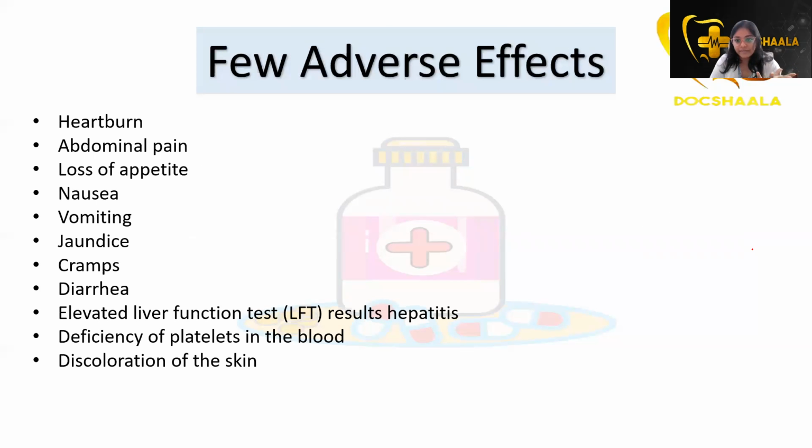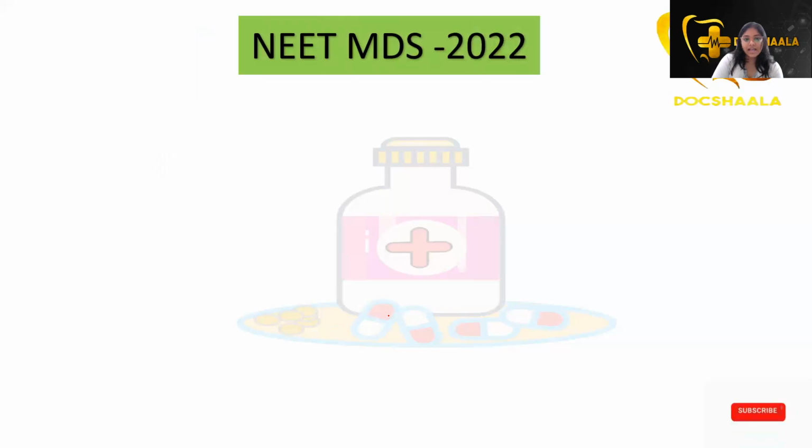These are the common adverse effects which we see with rifampicin. They include heartburn, abdominal pain, loss of appetite, nausea, vomiting, jaundice, cramps, diarrhea. This we see with any other drug. Then elevated liver function test, which is important, results in hepatitis and is also seen as a rifampicin adverse effect. There might also be deficiency of platelets in the blood, and discoloration of the skin is also seen.